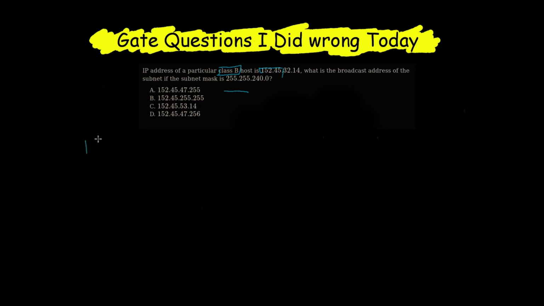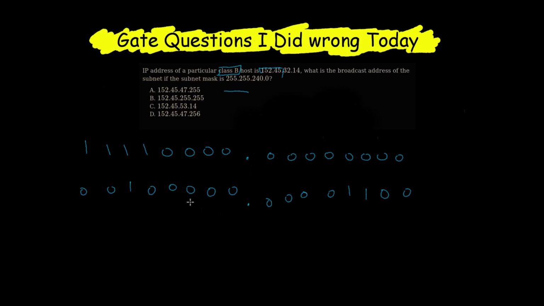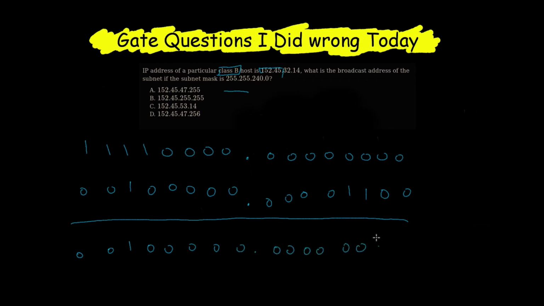So how to write 240? You can write 240 as 1 1 1 1 0 0 0 0. And how to write 32? Well, this is 1, 2, 4, 8, 16 and 32, so this will be the 32 bit. All others will be 0. Dot 0 0 0 0 0 0 0 0. Then there's 14, which will be 8, 14, 0 0 0 0 1 1 1 0. Now we have to AND these two things, so it will be 1 0 0 0 0 0 0 0 dot, and all the 8 bits will be 0.